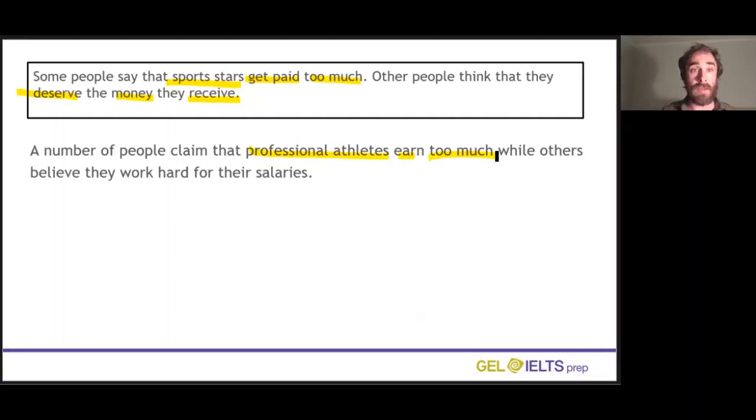Others, so other people, believe that they work hard. So this is connected to they deserve that money. They work hard for their salaries. This is the money that they receive.